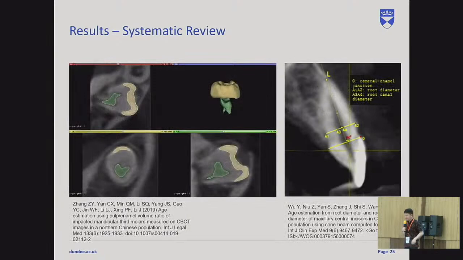This is some of the examples of the methods. The left one, you can see that the authors are dividing the pulp chamber and the enamel. And the right one is using metric measurements, so they only measure the width.